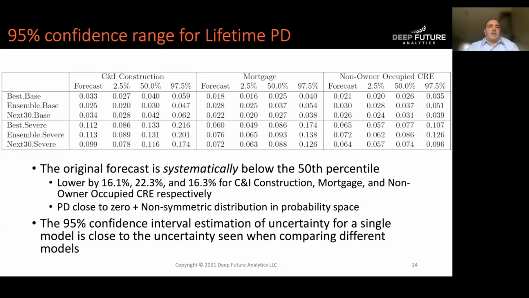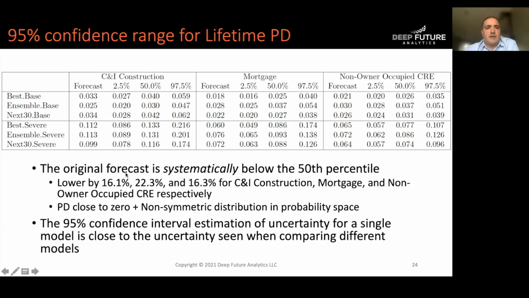And this gives us a tabulated view of some of the percentiles for cumulative probability of default. This will be the forecast of either the best model, the ensemble model, or the ensemble of the next 30. So it will be the point estimate of the forecast. From the 10,000 Monte Carlo simulations, we're getting this distribution in its percentiles. And that's done for all 3 products. It's also done for the severe scenario.